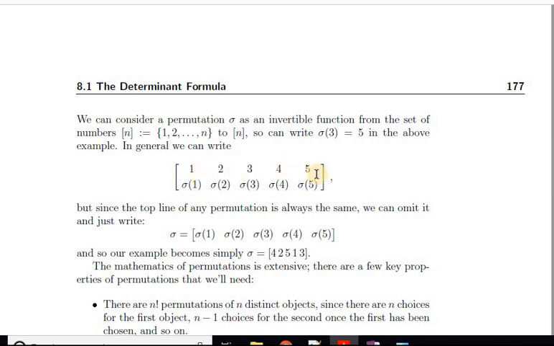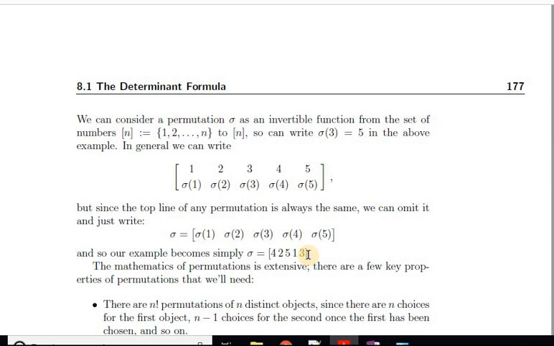So we can write that systematically this way. And it's really not necessary to write the top row, because the top row is always going to be 1, 2, 3, 4, 5. So I'll have the same information if I just write the bottom row, and we often denote permutations in that way. Sometimes square brackets, sometimes round brackets, but this is one way to denote a permutation.